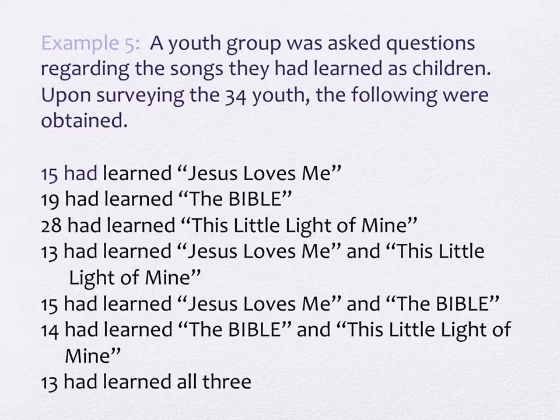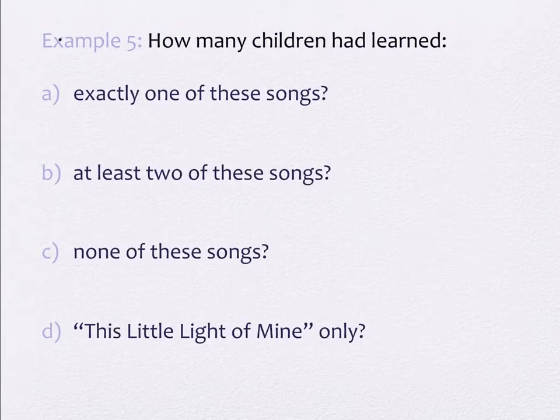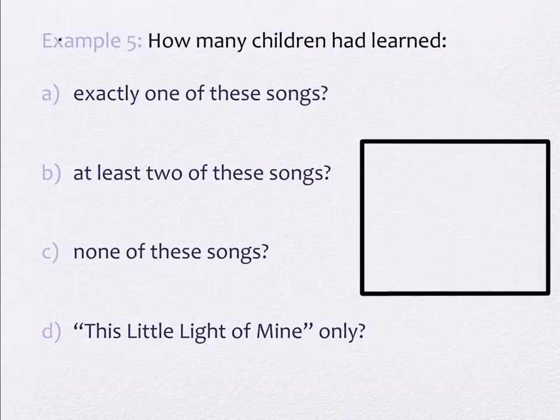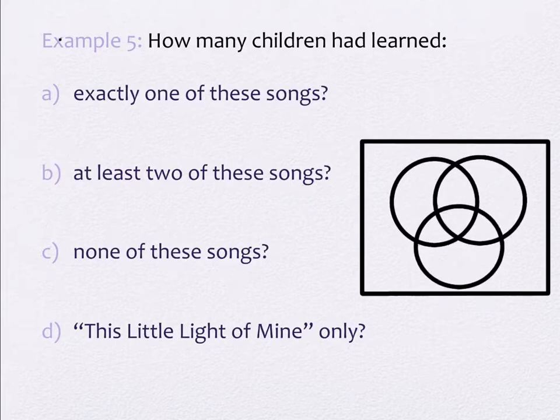How many different circles does this diagram have? 3. It has 3. So we're going to draw our diagram, and we're going to draw 3 overlapping circles. And we can label them with at least an abbreviation of the name of the song. So the first one I'm going to write in is Jesus for Jesus Loves Me. I'm going to write in the B-I-B-L-E. And then I'm going to write in Light for This Little Light of Mine.